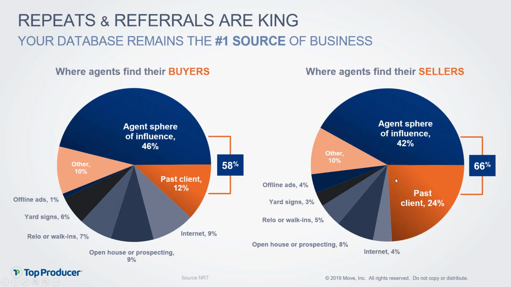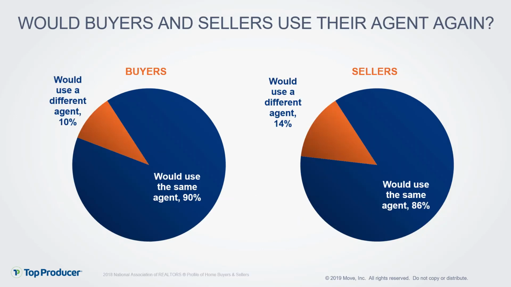Breaking this down a little further, you can actually see where realtors are finding their buyer and seller opportunities. So as you can see on my screen here, 58% of buyers are found through their agent's sphere of influence or their past client network. And for sellers, it's 66% found through sphere of influence or past clients. And that's a big part of your business.